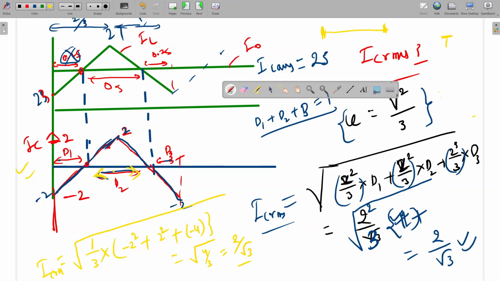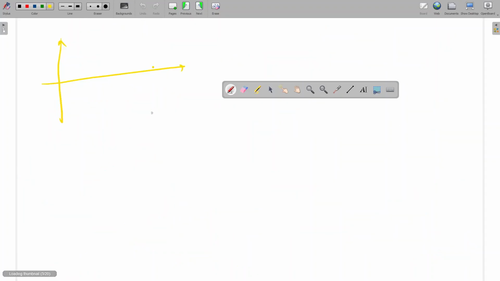Sir, there are 4 symmetrical parts. That means the D2 here is 0.5 and another in the middle will be 0.5, and this will be somewhat different. This will be different and this will be different, not 0.25 like that. I can try. So see, the first part is 2 by 3, and the second part is 1 minus 2 by 3, which means 1 by 3.